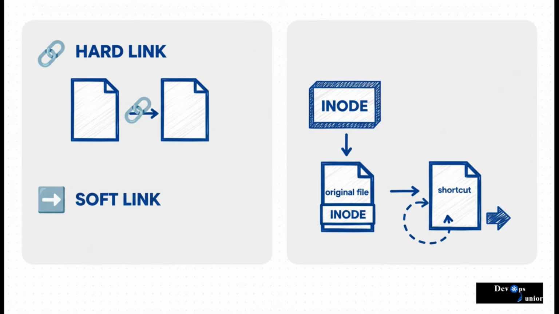But a soft link or a symbolic link, that's different. It's more like a shortcut that just points to another file name. And man, understanding this distinction is so critical for managing data, doing backups right, and even getting your head around how things like Docker storage layers work.